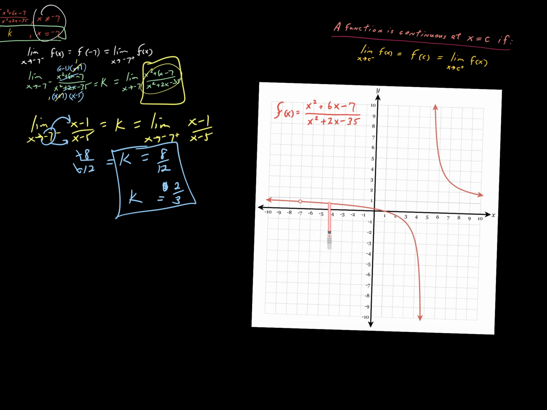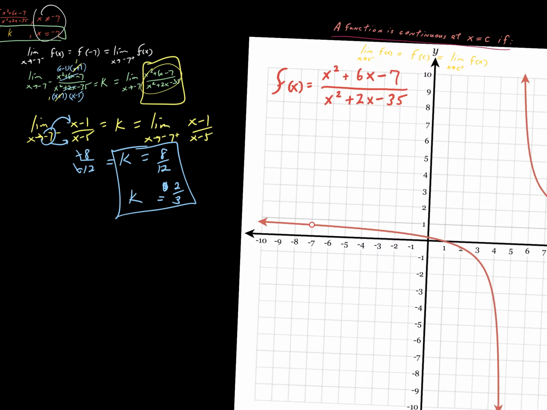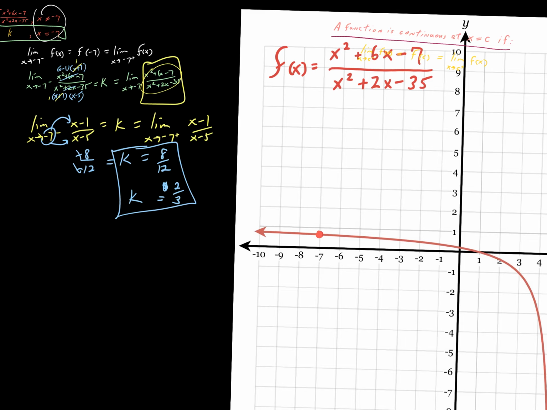That's 0.6666 right there. If f of -7 also equaled 2/3, well, then this would be a continuous function, because then basically what you're doing is this would also equal the same value, and then it would be continuous there.